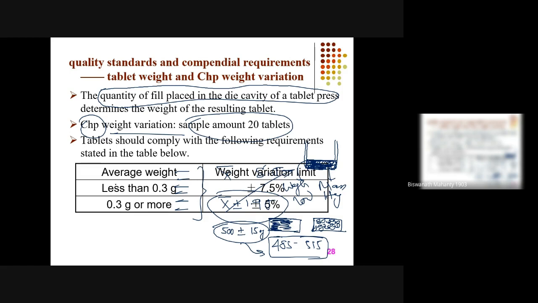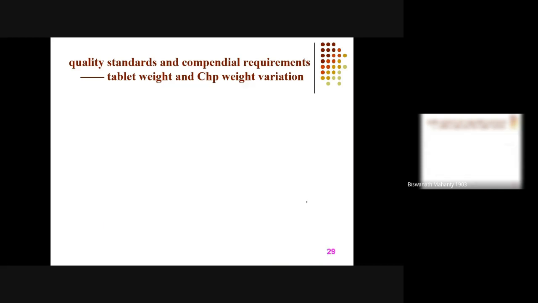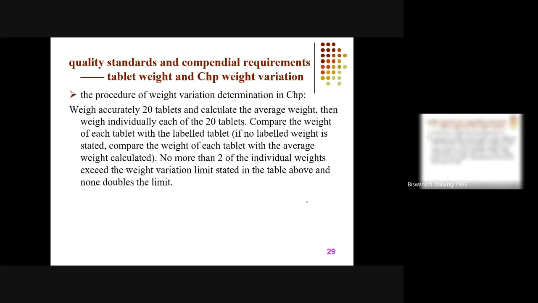So you see, they are going for weight variation. They talk on a percentage basis, but essentially they are going for the batch under a normal distribution assumption. So for a tablet less than 0.3 or more than 0.3, we can have variations within plus or minus 7%, 7.5% or 5%, depending on how much dose we are going to have. This process is already given here.